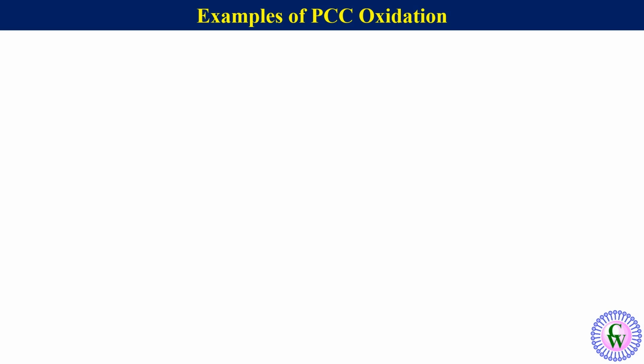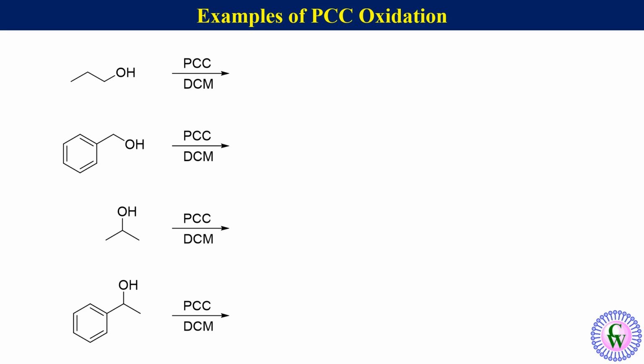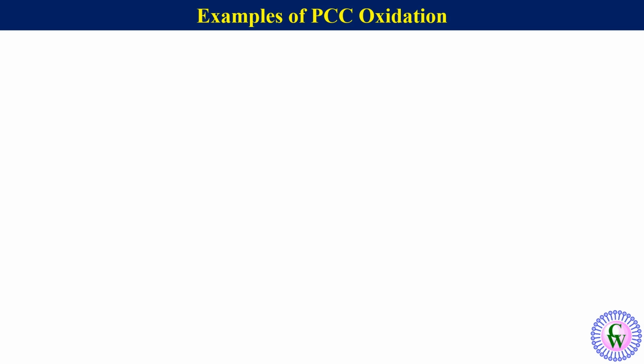Examples of PCC oxidation: 1-propanol, benzyl alcohol, 2-propanol and 1-phenylethanol when undergo PCC oxidation produce propionaldehyde, benzaldehyde, acetone and acetophenone respectively. Let's have an interesting example of citronellal.